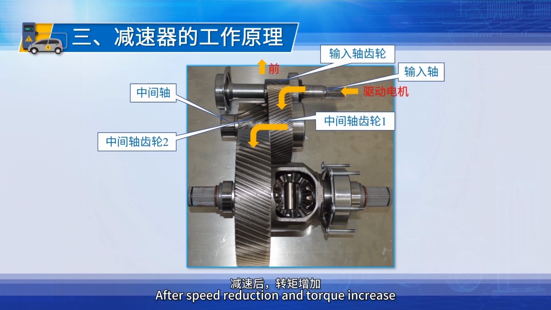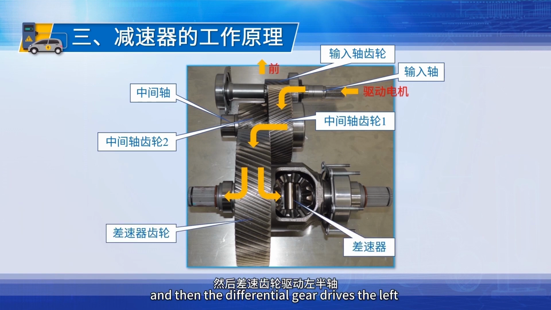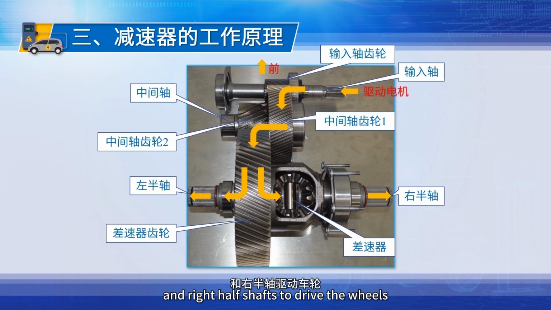After speed reduction and torque increase, it is passed to the differential gear, and then the differential gear drives the left and right half shafts to drive the wheels, enabling the vehicle to move. The power transmission path is as follows: drive motor, input shaft, intermediate shaft gear, differential gear, differential, left and right half shafts, left and right wheels.